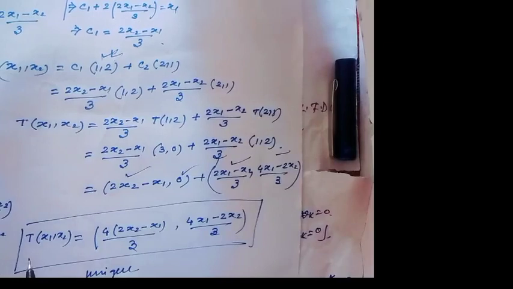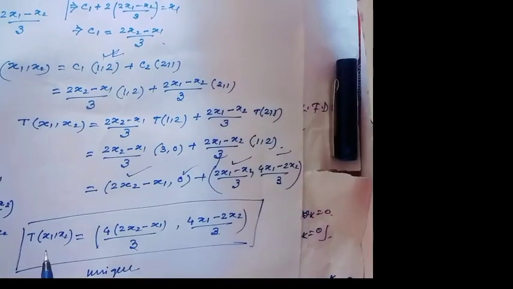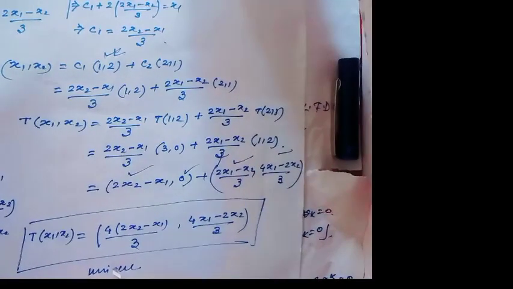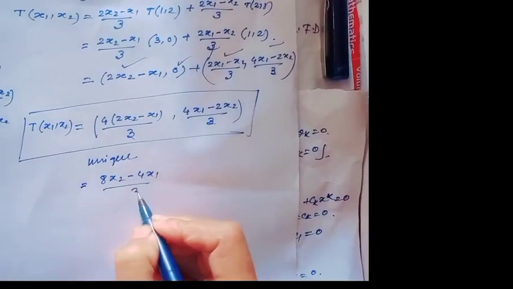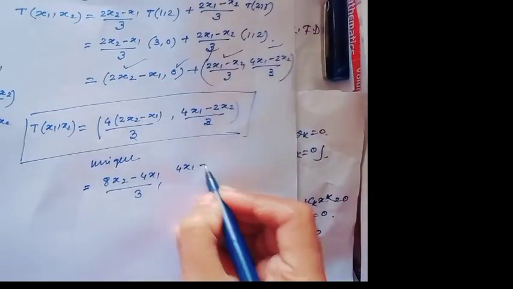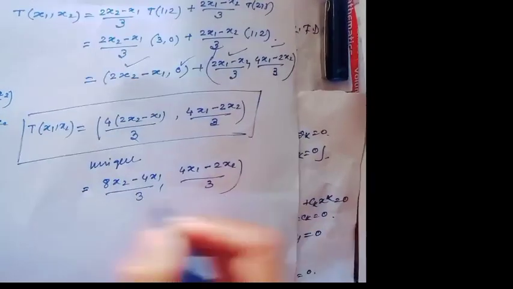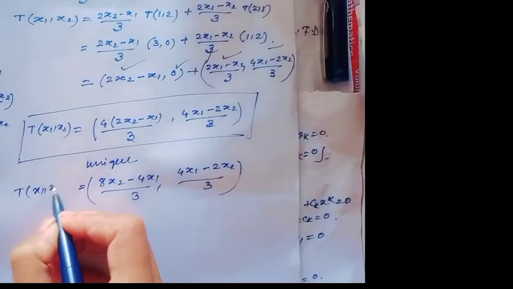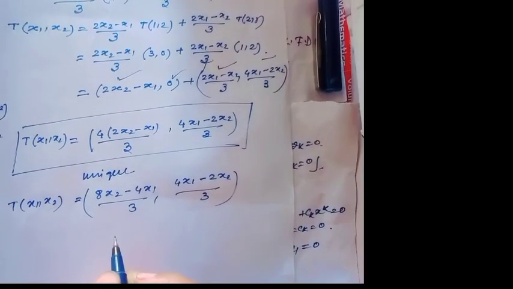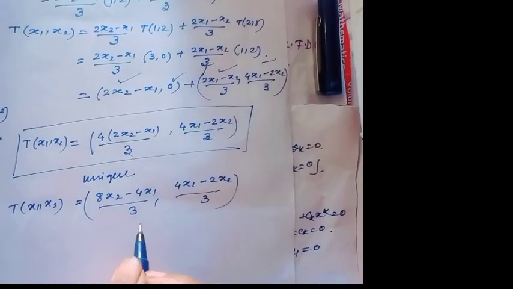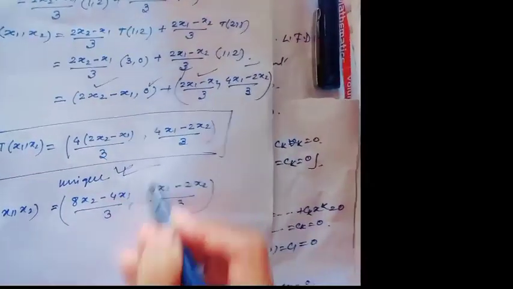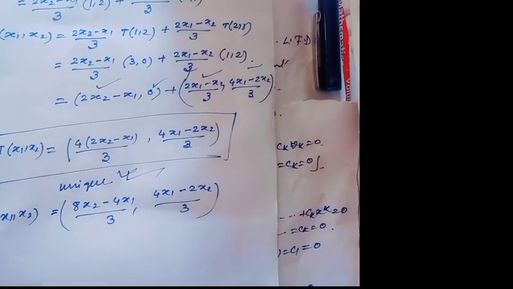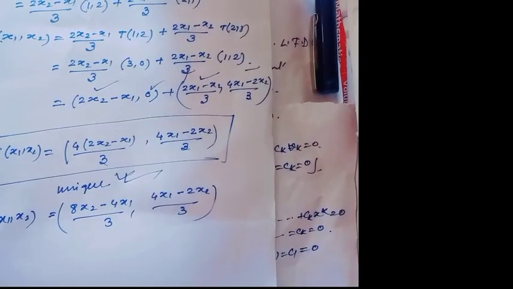So after calculating, the given linear transformation is T(x1, x2) equals ((8x2 minus 4x1) over 3, (4x1 minus 2x2) over 3). This is our linear transformation, and since it is generated by the basis vectors, this linear transformation is unique. Have you understood? I hope all my viewers have understood this concept clearly.